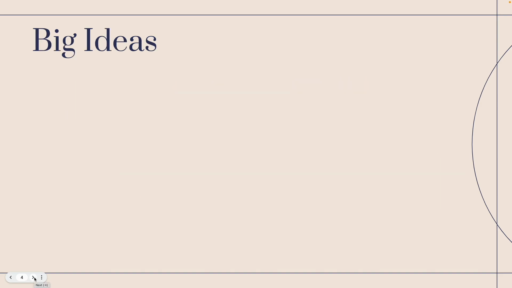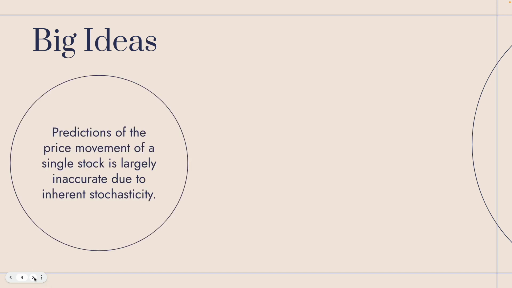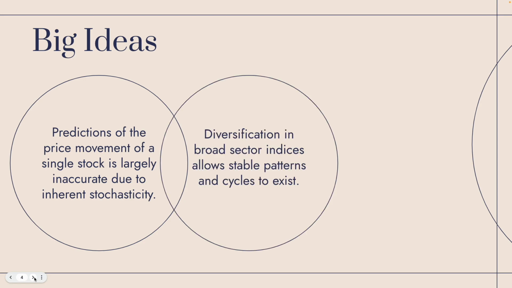To understand what this project is really about, let's cover some big ideas that motivate the project. Firstly, the prediction of the price movement of a single stock is largely inaccurate due to the inherent randomness of the price, which can be caused by unpredictable variables such as changes in supply and demand or the occurrence of certain catastrophes. However, when we formulate broad sector indices, there exist more stable and predictable patterns due to the diversification inherent in these indices, as the movement of individual stocks within the sector can balance each other out.